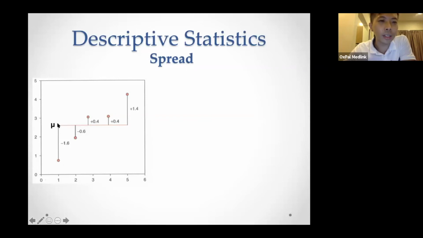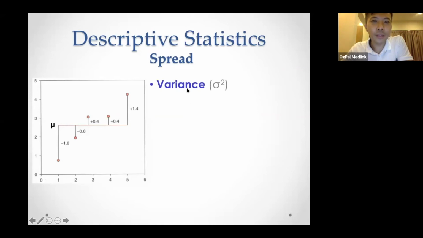We can see that the mean of these 5 values is the horizontal line, and some data points are below the mean and some data points are above the mean. What's important is that if we take minus 1.6 plus minus 0.6 plus 0.4 plus 0.4 plus 1.4, that would give us the mean, mu.